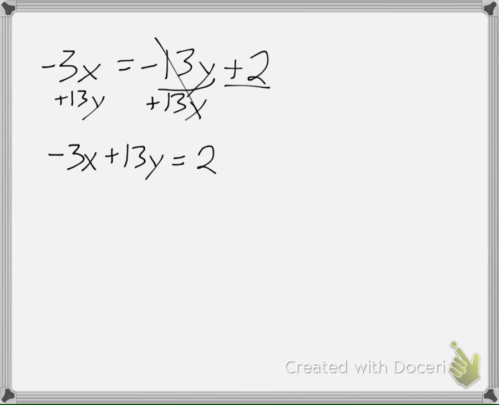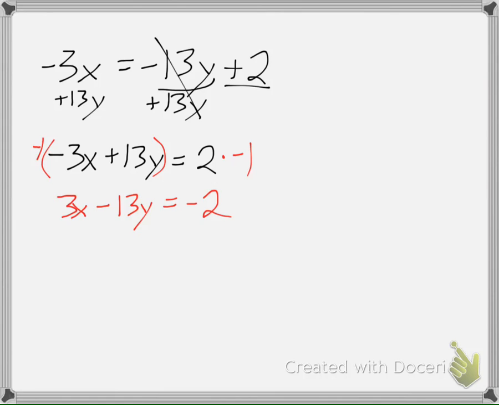Is that in standard form? No. Why not? Because the x is negative. All right, so once again, I can multiply this side by negative 1 and multiply this side by negative 1, and I get positive 3x minus 13y equals negative 2.